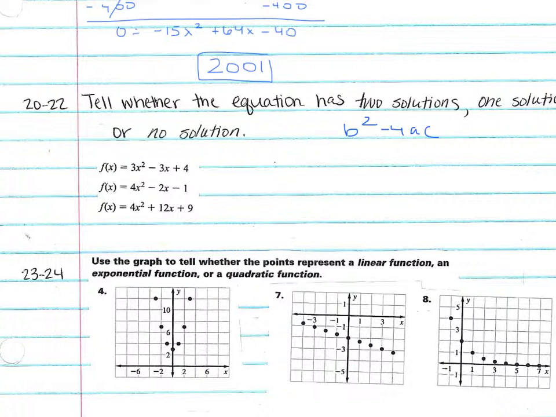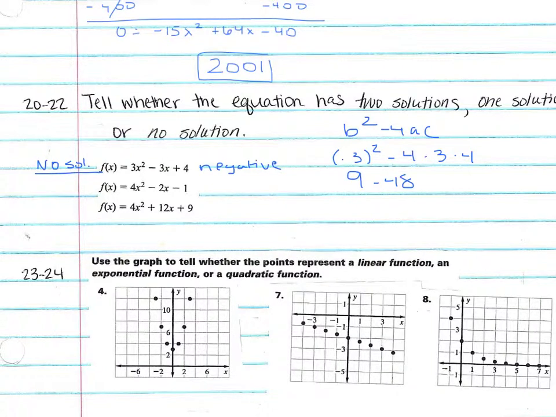So for the first one, b squared, that's negative 3 squared, minus 4 times 3 times 4. That gives me 9. And then negative 4 times 3 times 4 is going to give me a minus 48. That's going to give me a negative when I subtract that. And when it's negative, when it's less than 0, there is no solution.